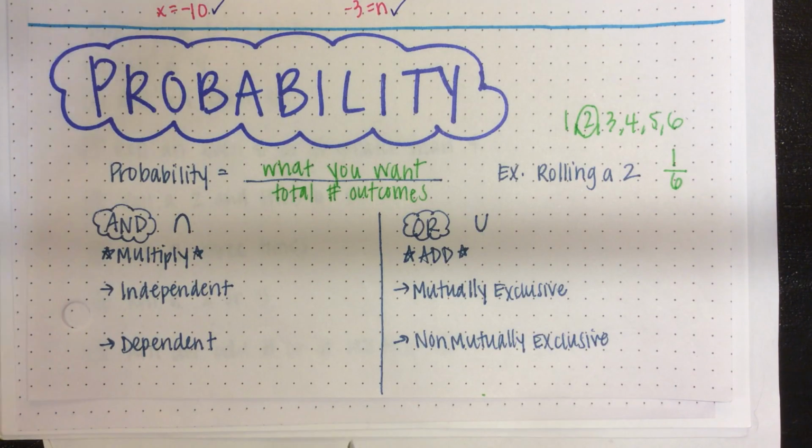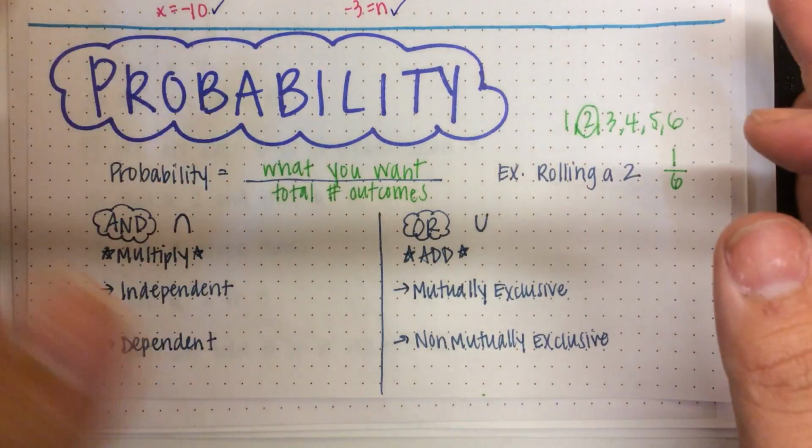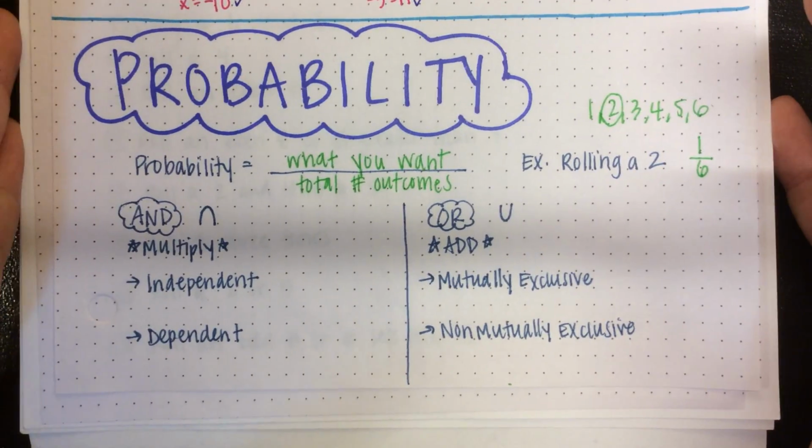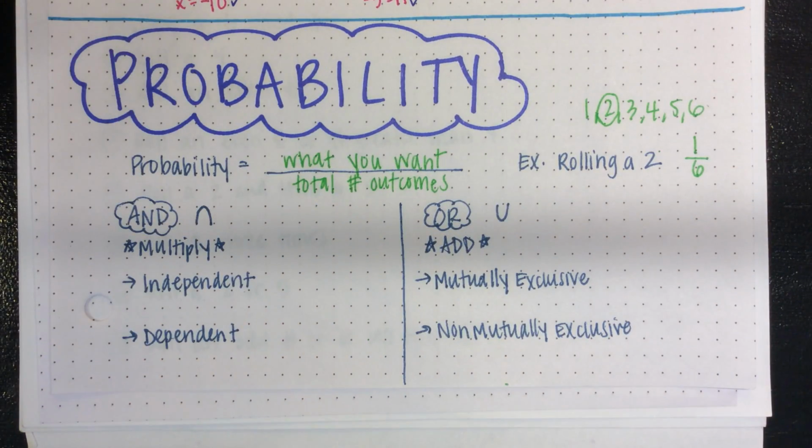Your probability can be a percent, a fraction, or a decimal. It doesn't matter. I usually write everything in fractions, but it depends on the way the problem's worded. There's so much probability we can look at, but we're going to focus it down to the basics.